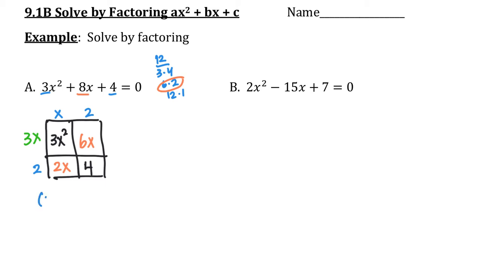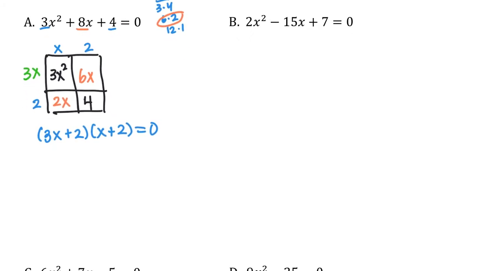So what do I have? I have 3x plus 2 times x plus 2 is equal to 0. But because I'm solving, I have to actually figure out what x equals. Okay, I'm going to go ahead and write 3x plus 2 equals 0. Okay, I'm going to subtract 2, and I get 3x equals negative 2. And I'm going to divide by 3, and I get negative 2/3.